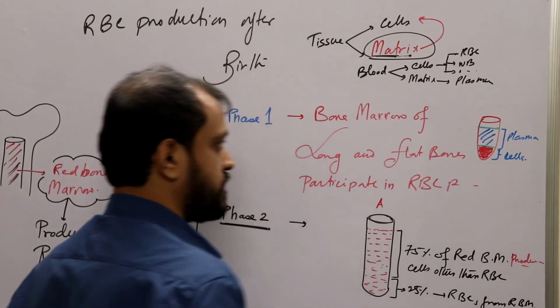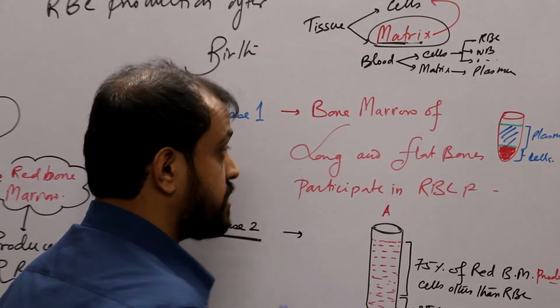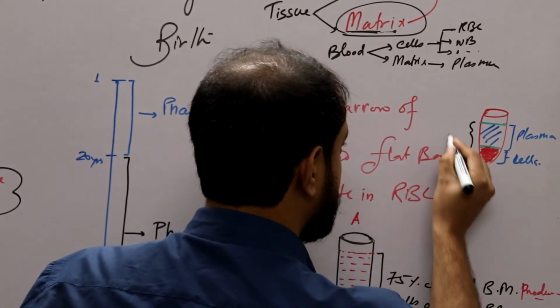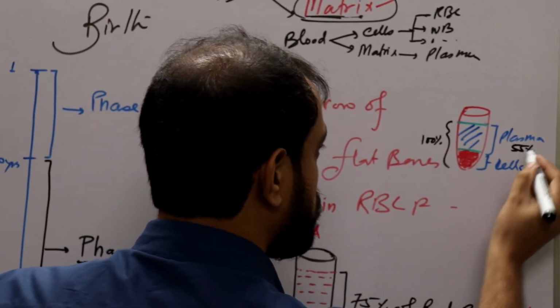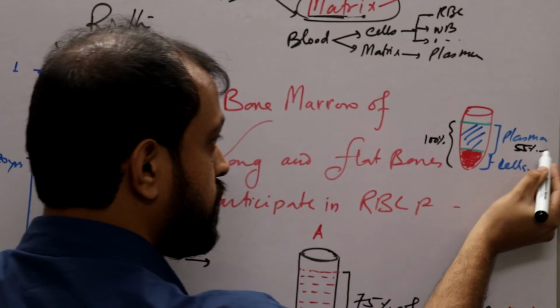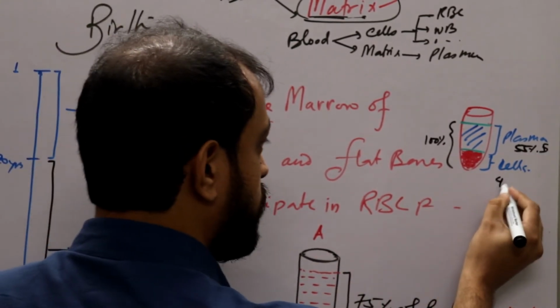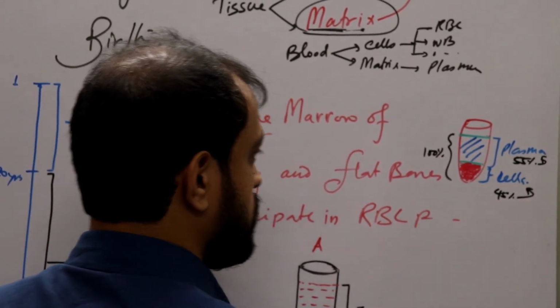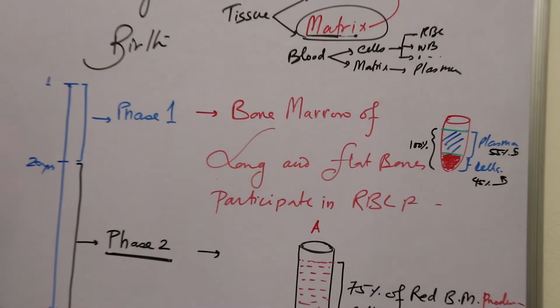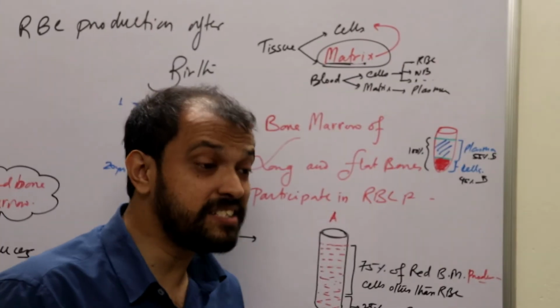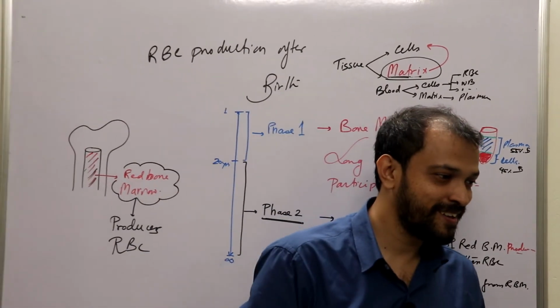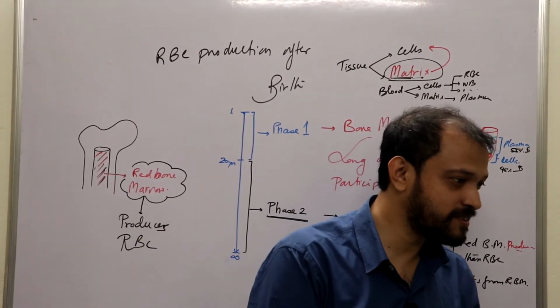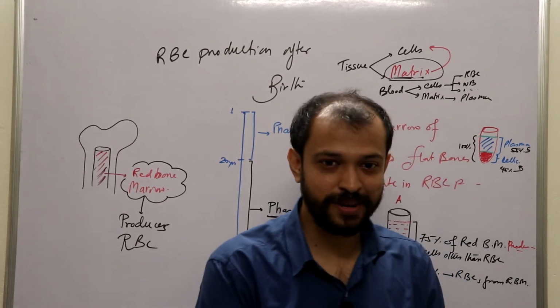Now listen with all your attention. Suppose this whole blood is 100%. Then 55% of this whole blood is plasma and 45% is cells. Now what is hematocrit? You know what is hematocrit? You have hematocrit tubes and all these things, and you don't know what hematocrit is, oh my god.